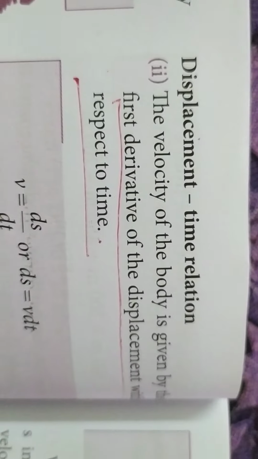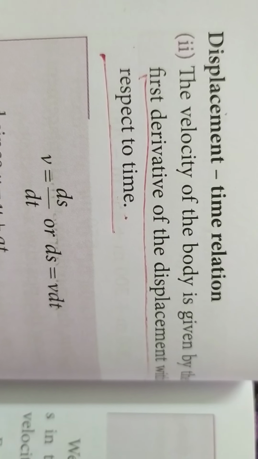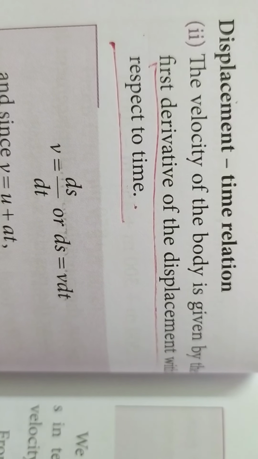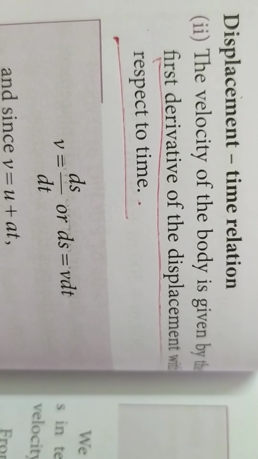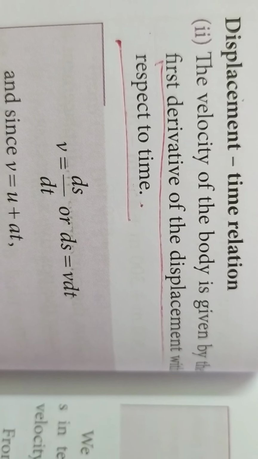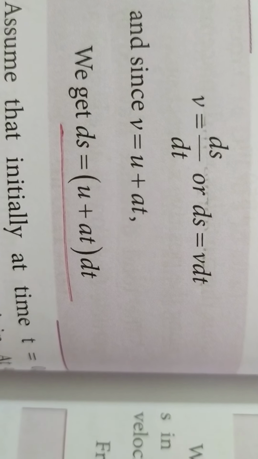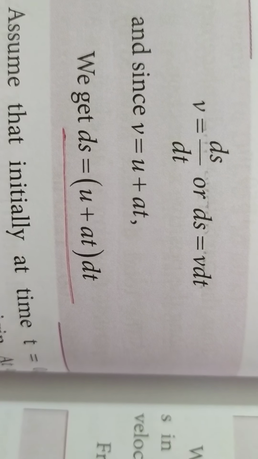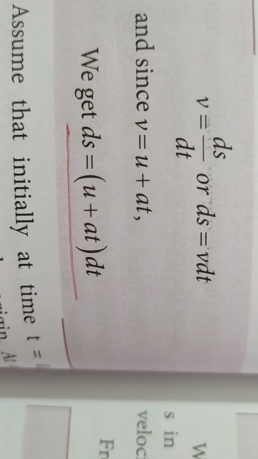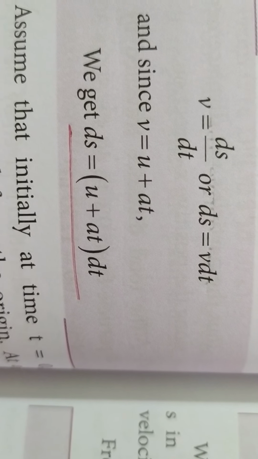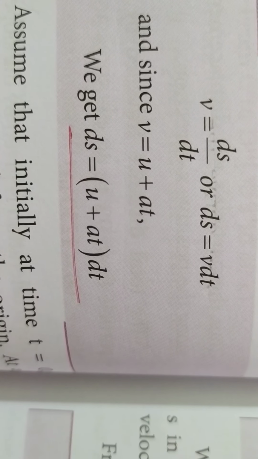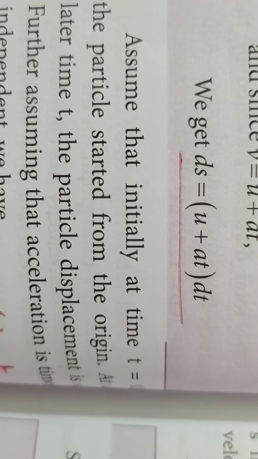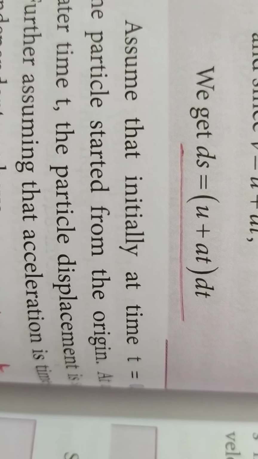Next we are going to see the displacement time relation. What is velocity? Velocity is the rate of change of displacement, or you can call it the first derivative of the displacement. So v is equal to ds by dt, where s is the displacement, and so ds is equal to v dt. Already you derived the first equation as v is equal to u plus at. Substituting that, ds is equal to u plus at into dt.